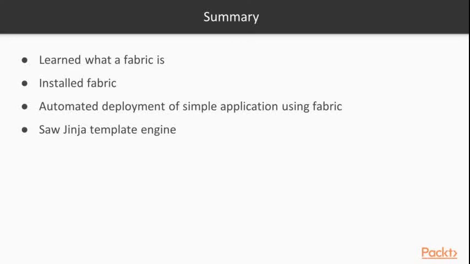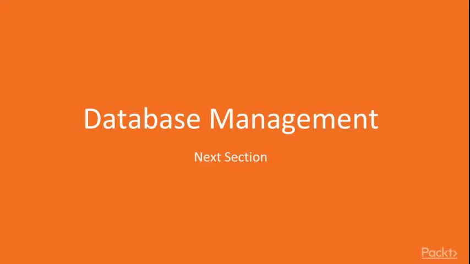Next, we committed that file and added it to Git with a simple message, and at the end we pushed that file to the remote server. We saw that change in the Bitbucket remote repository, and we saw that the commit was indeed there. At the end, we got a grasp of the Jinja template engine and how to leverage it to create simple templates using Python. In the next section, we will see how to perform database management using Python utilities and the Python ecosystem. So I hope you will enjoy it.